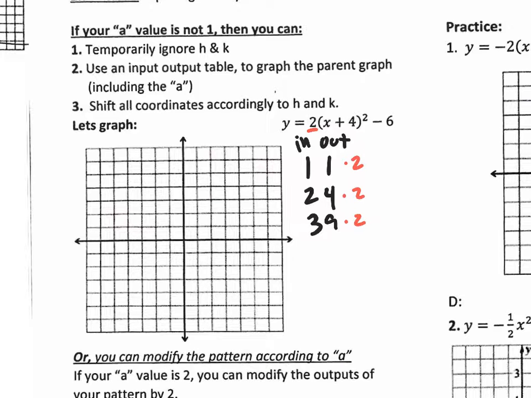Let me write it down here, or over here on the side. 1, 2, 2, 8, and 3, 18. You're not even going to use 3, 18.